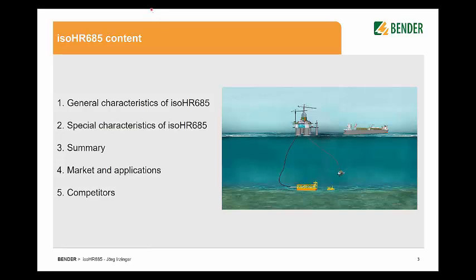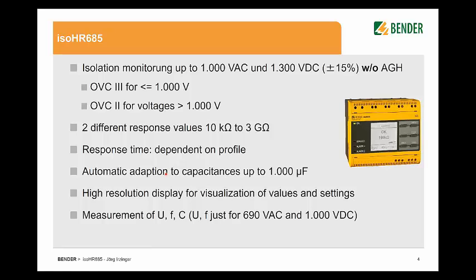Just one moment. Okay, so let's have a look at the general characteristics. With the isoHR, we can monitor systems up to 1000 volt AC and up to 1300 volt DC, plus minus 15%, without an external coupling device. Up to 1000 volt, we can monitor systems with overvoltage category 3, and bigger than 1000 volt, we have to reduce the overvoltage category to 2.